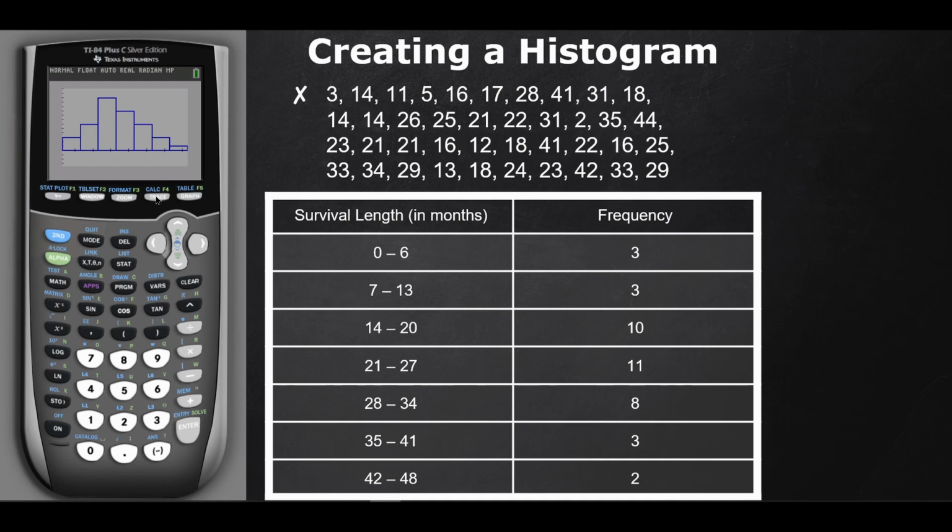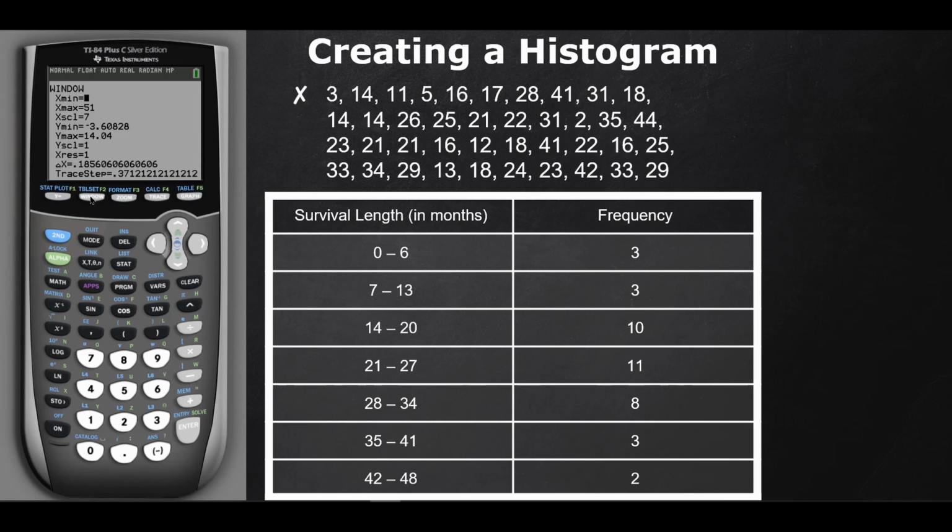If we hit the trace button, we can actually move around and see how many frequencies our bars have. So here, less than 9, we got 3 values there. We got 6 values, less than 16. And if you notice, these frequencies are different than the ones we have in our frequency table. They're not matching. So how do we fix that? We can go over to the window button and we can fix some of the dimensions here.